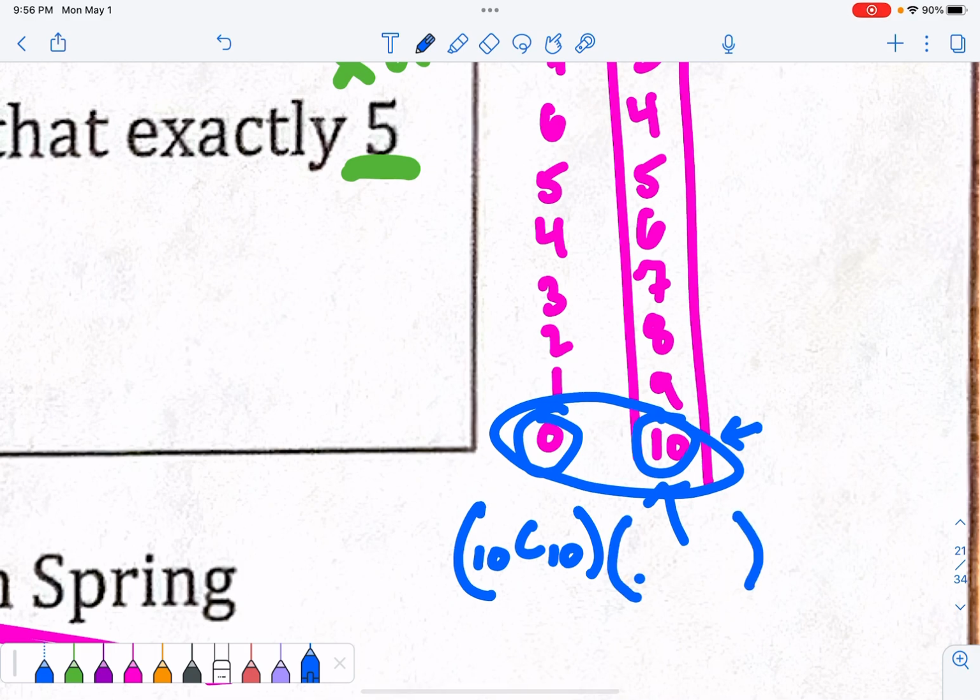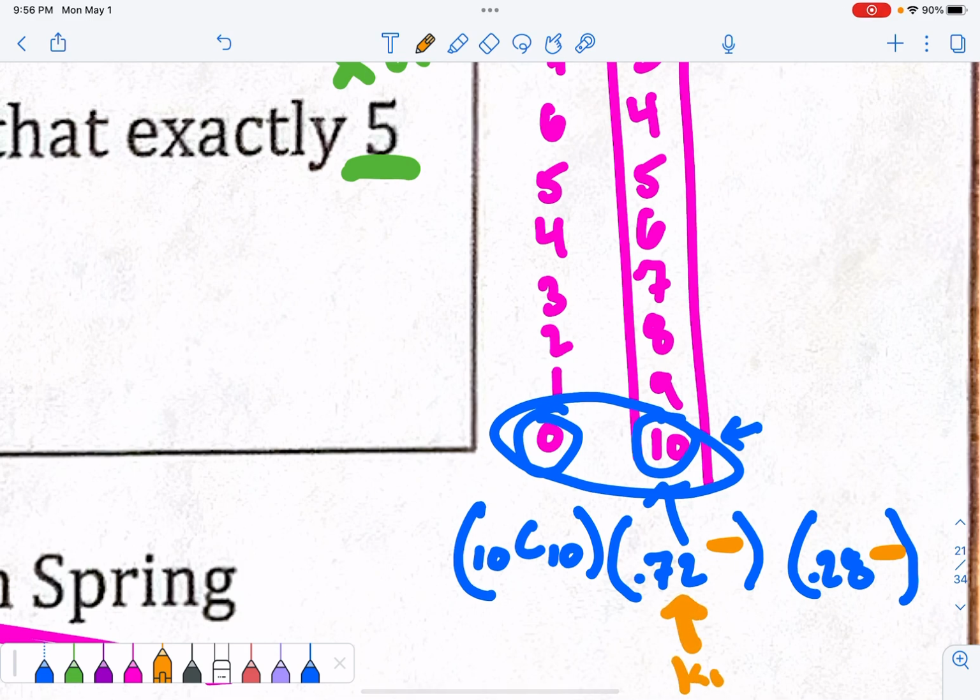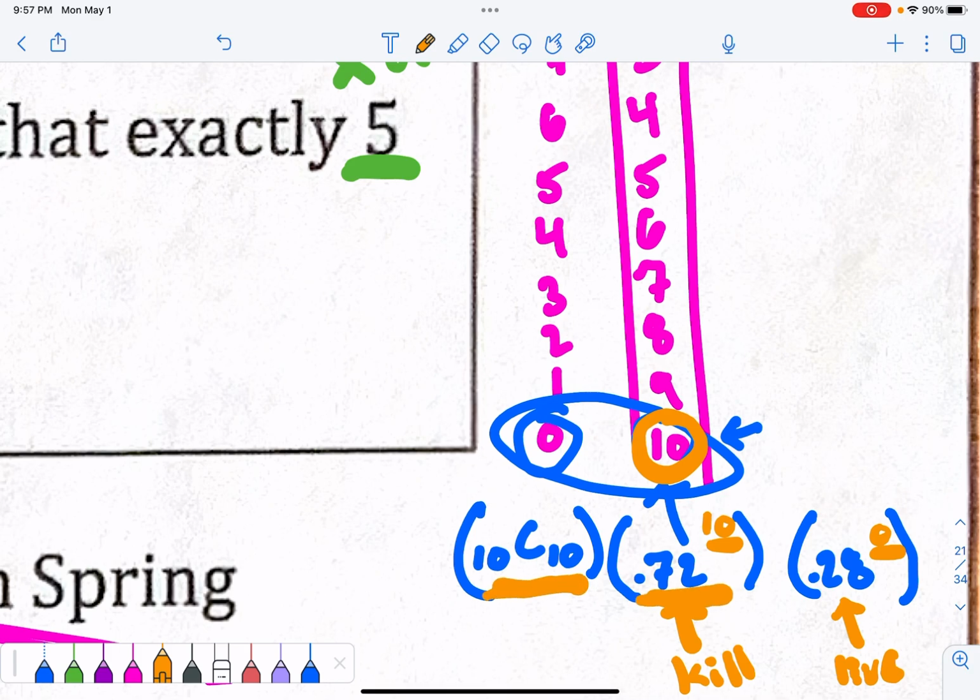And then I have P, which is 0.72, and I have Q, which is 0.28, right? Now I have to figure out what those exponents are. So 72% chance was the kill rate, and we're saying that all 10 of them are going to die, so I'm going to put 10 here, okay? If 28% was my live rate, then 0 of them are going to live there. So that's how I would break this down: 10C10, times 0.72 to the 10th power, times 0.28 to the 0 power, multiply those 3 together, and I would get that decimal number here, okay?